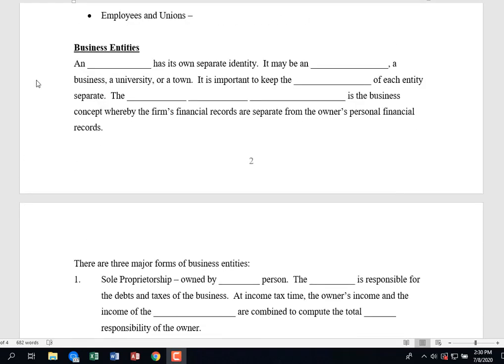Another thing the chapter talked about were the different types of business entities. An entity has its own separate identity. It may be an individual, a business, a university, or a town. It's important to keep the records of each entity separate. And they have this thing in business that's called the separate entity assumption. It's a business concept where the firm's financial records are separate from the owner's personal financial records. So if I start a lawn mowing business, I'm supposed to keep my own personal records separate from my lawn mowing business records.